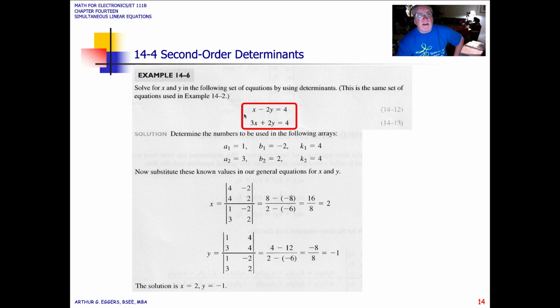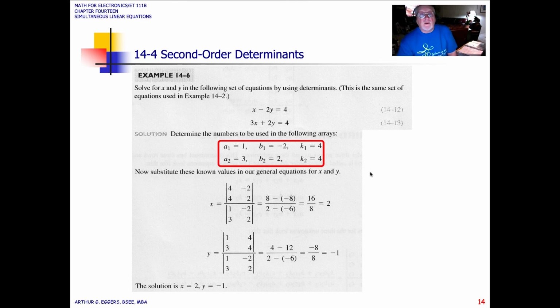In this case, element A1 is an understood 1 in front of the x. Element A2 is the 3 in 3x of the second equation. Element B1 is the minus 2 in the first equation. Element B2 is the 2 in the second equation. And then our constants, K1 and K2, are in fact the 4s.